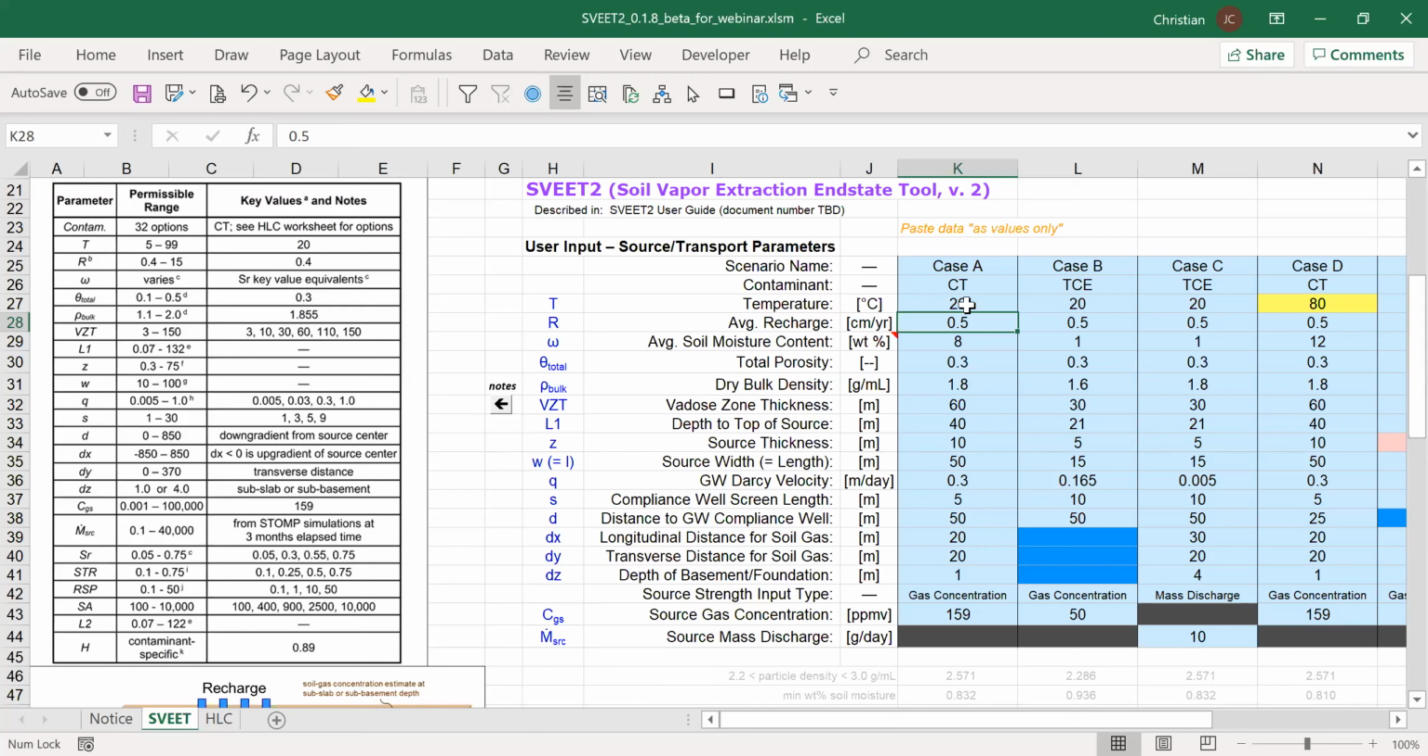Another question about the model: does the model calculate lateral vapor transport? And if so, without soil permeability data, how is that calculated? So yes, the STOMP numerical model does, and it does include soil permeability as a factor. That's not one of the inputs that we have here, so we've assumed a value for it.